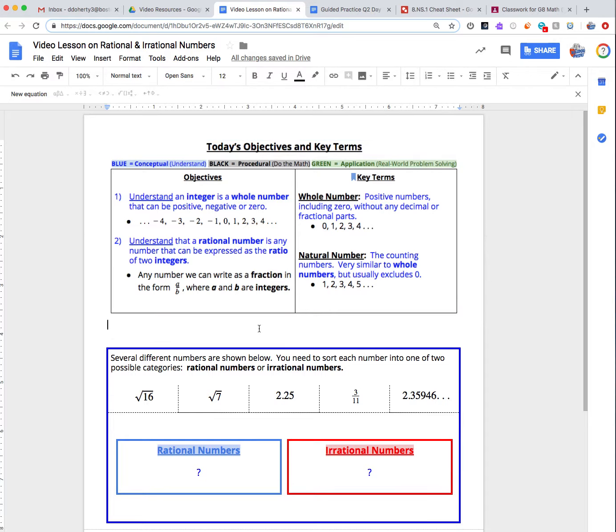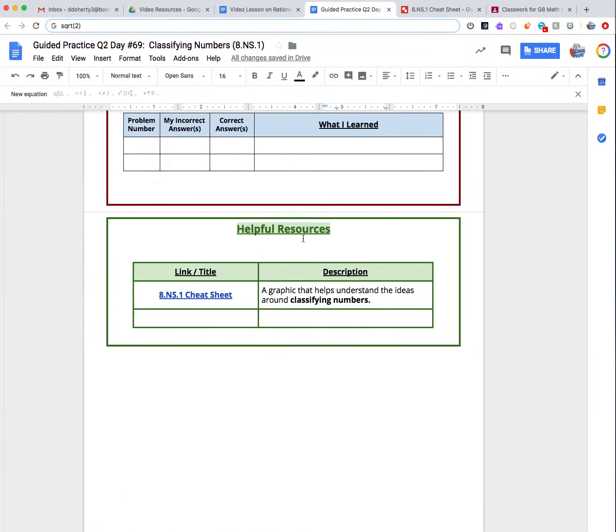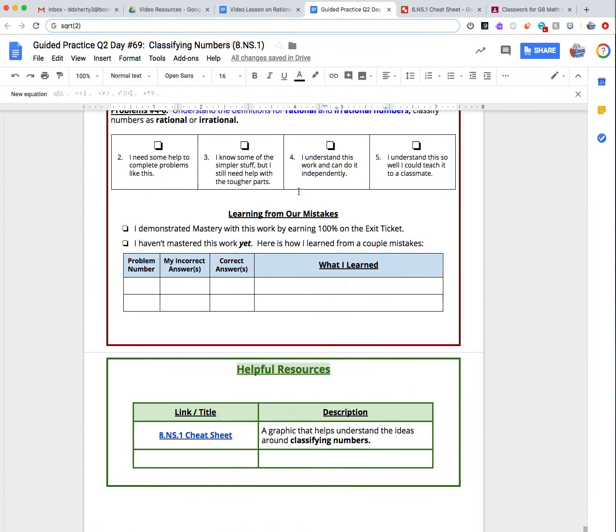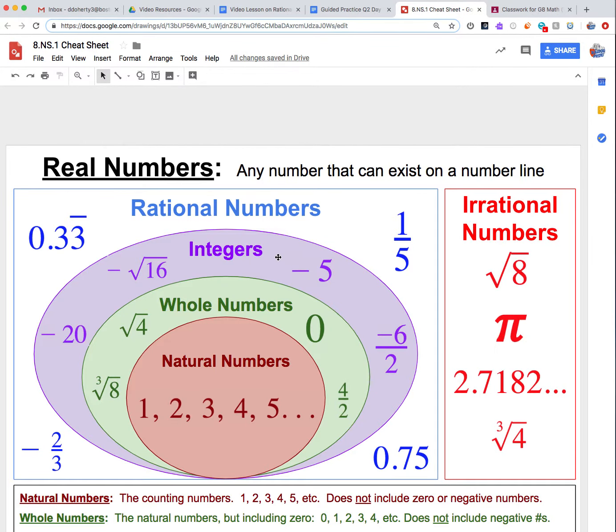To help us understand this definition a little better, we're going to look at a cheat sheet or a graphic. You all have a link to this graphic. If you go to the bottom of your guided practice document today, there's a new table right under the exit ticket called Helpful Resources. And if you follow this link right here for this cheat sheet about classifying numbers, you'll be taken to this graphic here.